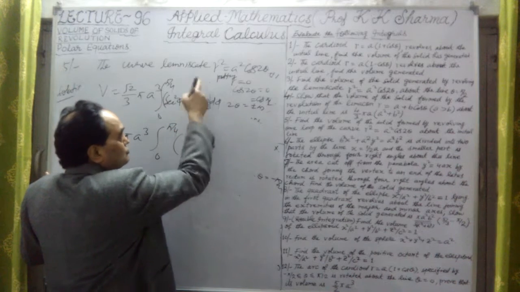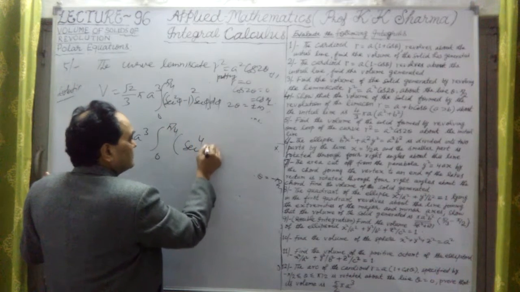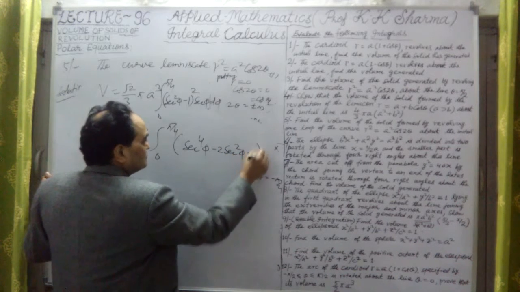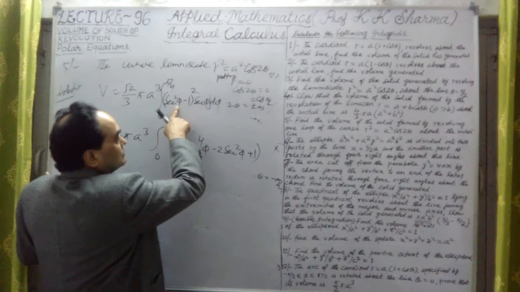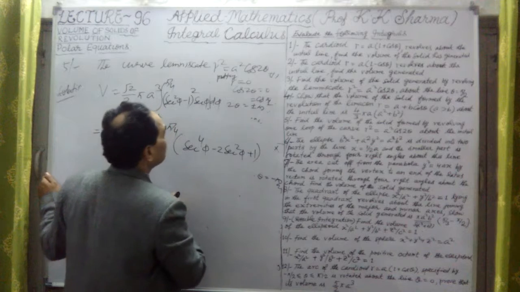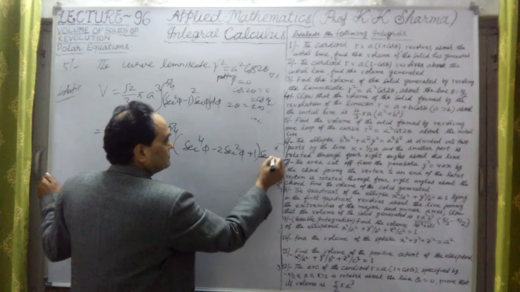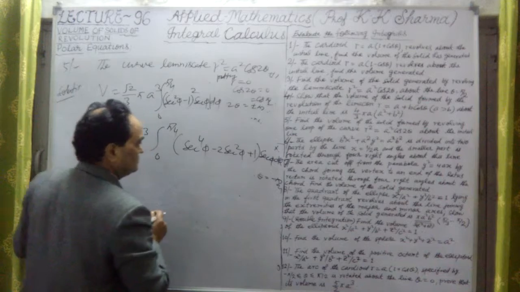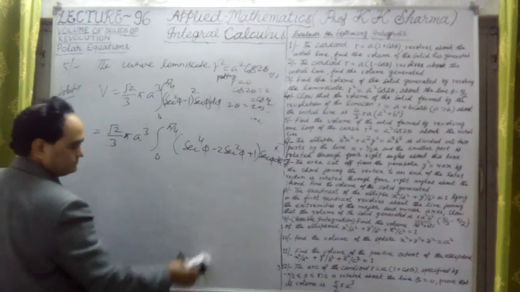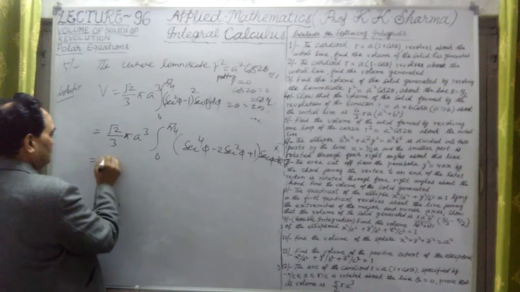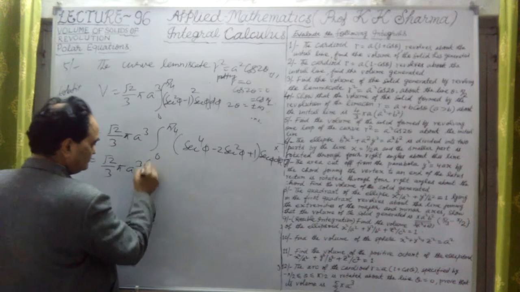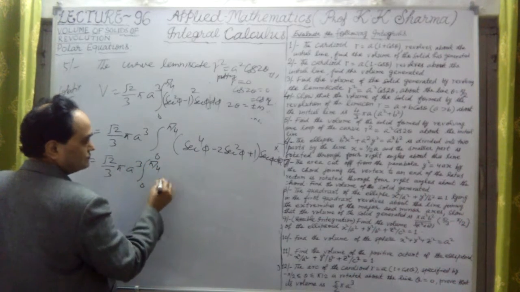(sec²φ − 1)² is nothing but sec⁴φ − 2sec²φ + 1. This is (a − b)², a² − 2ab + b², into secφ dφ. What is the final value? After that we will just resolve it. So this value is √2 upon 3 π a³, limits 0 to π/4.